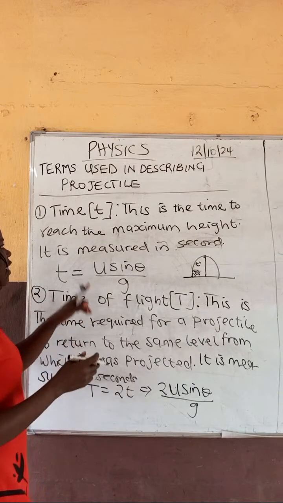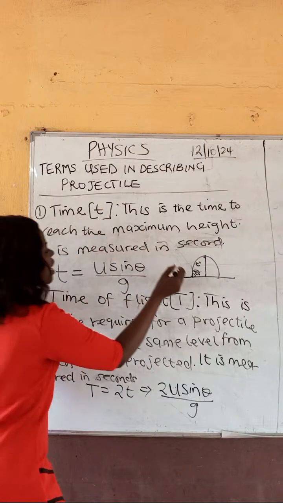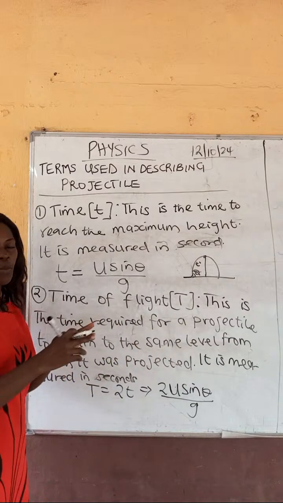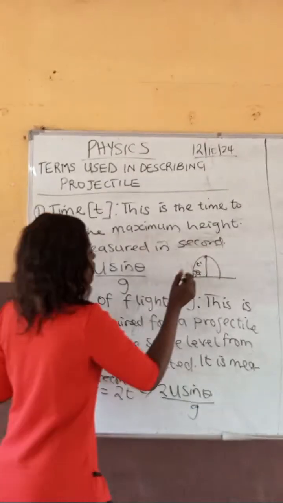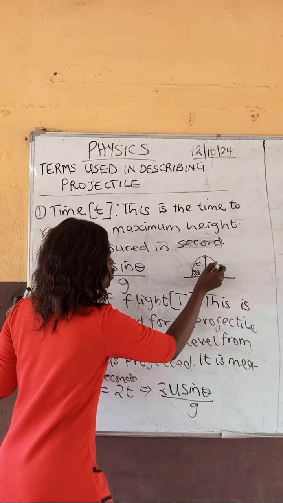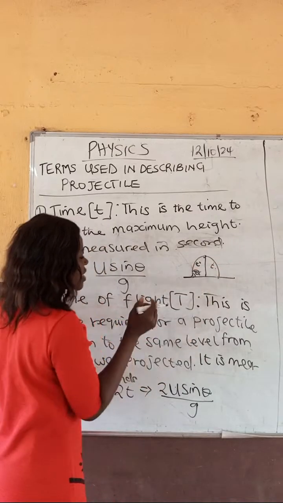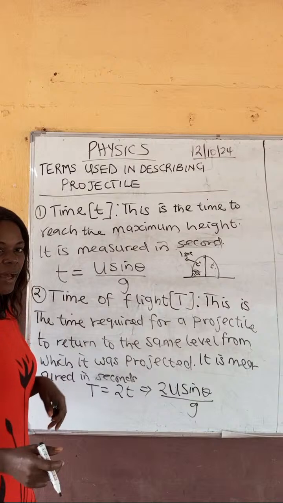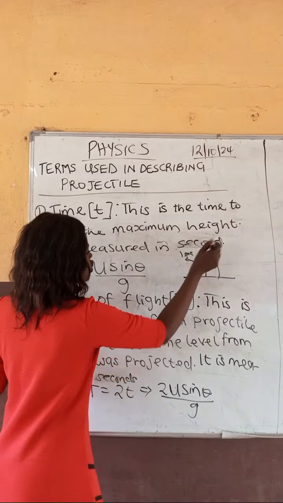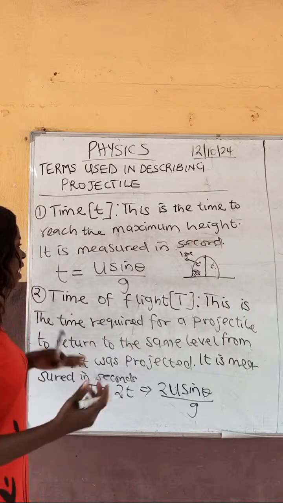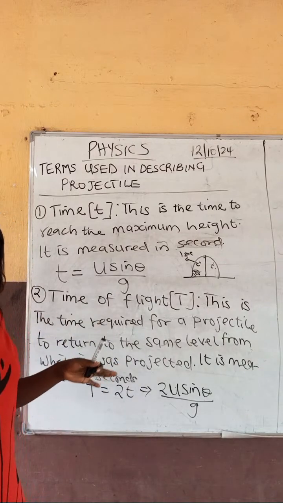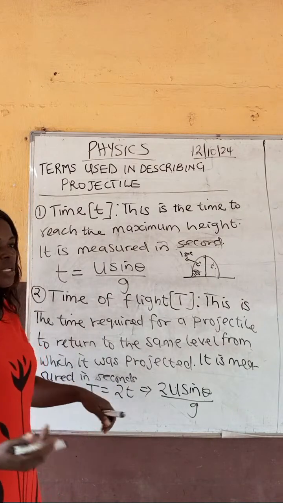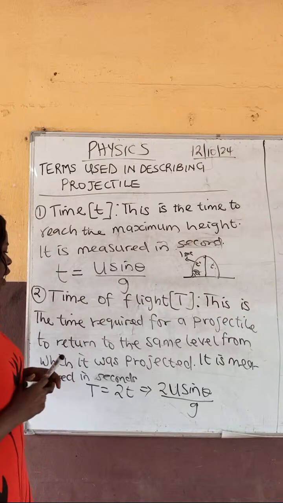Now, this one is different from this time. This time in particular is just the time for it to move from here to here, right? But if you are considering the time of flight, that means it is total time. It's the time required for the object to reach here and also return to the ground. So if it takes this object 1 second to reach the maximum height, it is going to take another 1 second to return to the ground. So we can say that the time of flight is the total time. It's the same thing as saying this is 2t, because it is twice the time to reach the maximum height. Now, what can we say?